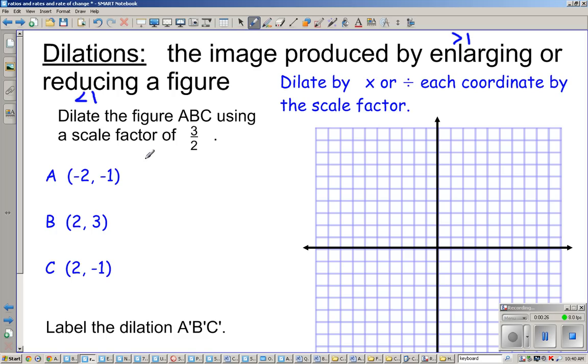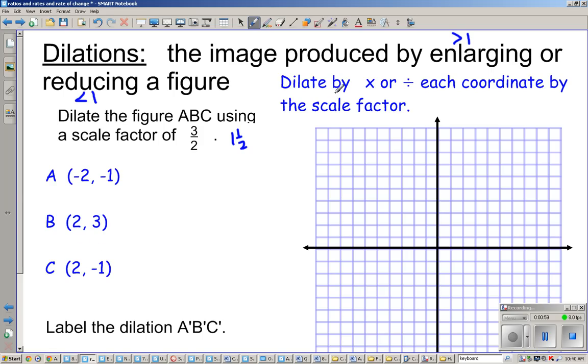So the first problem that we're going to try is we are going to actually create the dilation when we're given the scale factor. In this case, the scale factor is going to be 3/2, which is larger than a whole. If I made that into a mixed number, it would be 1 and 1/2. But for our purposes, we're going to leave it as an improper fraction. Because it's being taken times a scale factor greater than 1, we already know that this is going to be an enlargement.